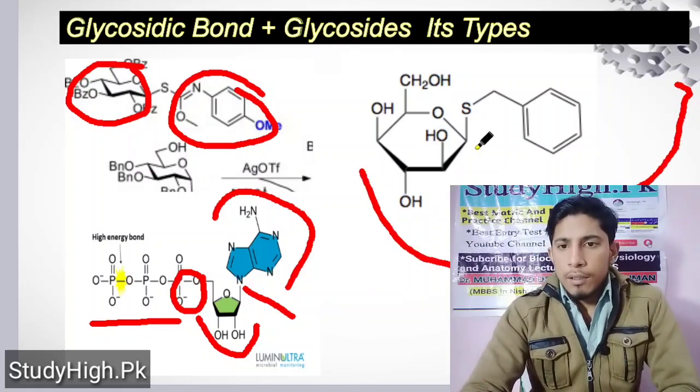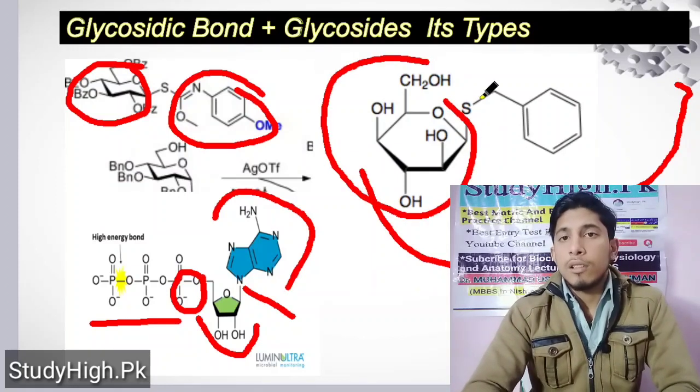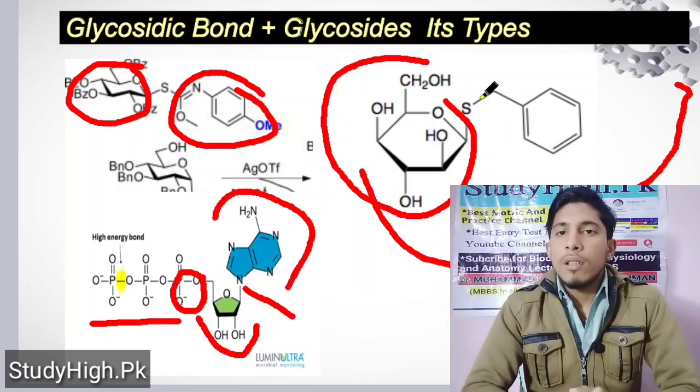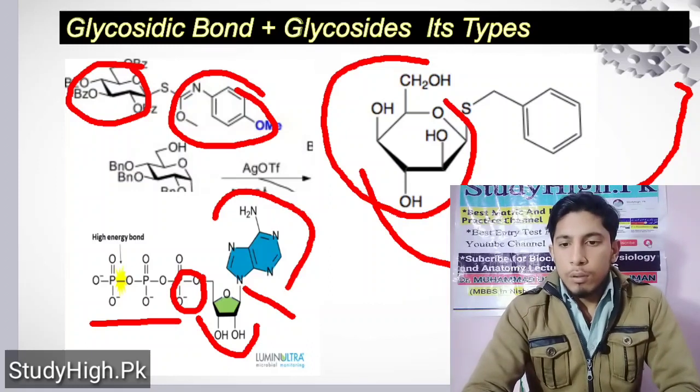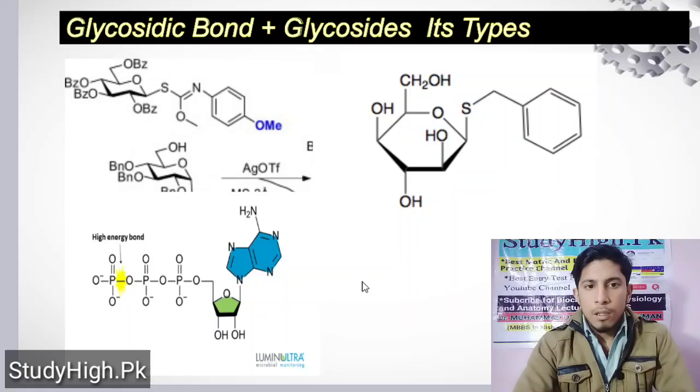So this is another example in which this monosaccharide is connected with the benzene ring through a sulfur atom. Sulfur means thio. So this is also an S-glycosidic bond. So these are the different types that you may deal with in our coming lectures.